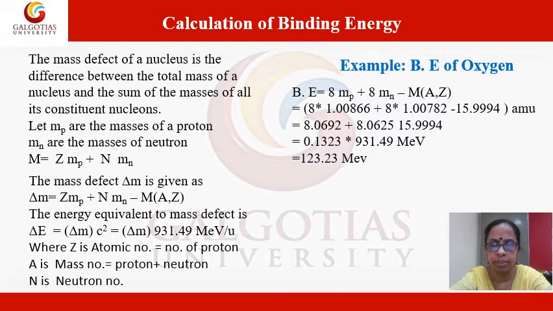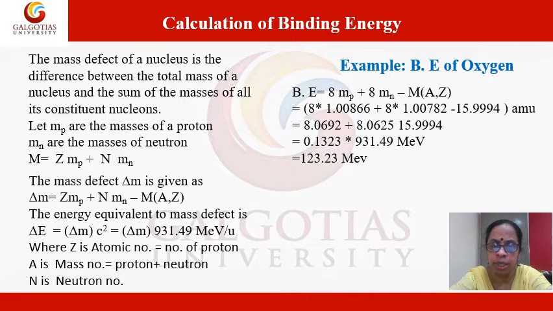We have already discussed that the mass defect of a nucleus is the difference between the total mass of the nucleus and the sum of the masses of all its constituent nucleons. Now, Mp is the mass of a proton and Mn is the mass of a neutron. So the total mass of the nucleons is Z Mp plus N Mn, where Z is the atomic number, equal to the number of protons, and capital N is the neutron number. Then the mass defect delta M will be Z Mp plus N Mn minus M(A,Z).